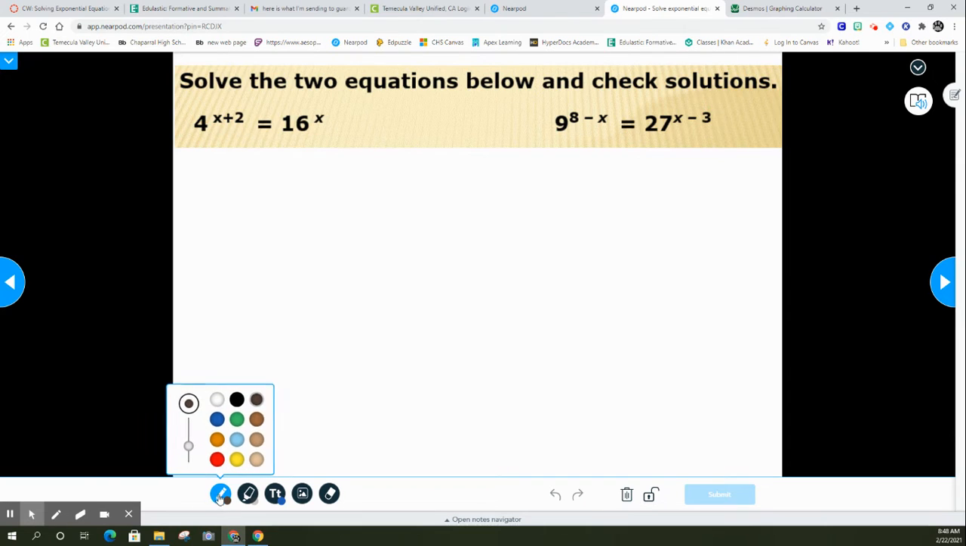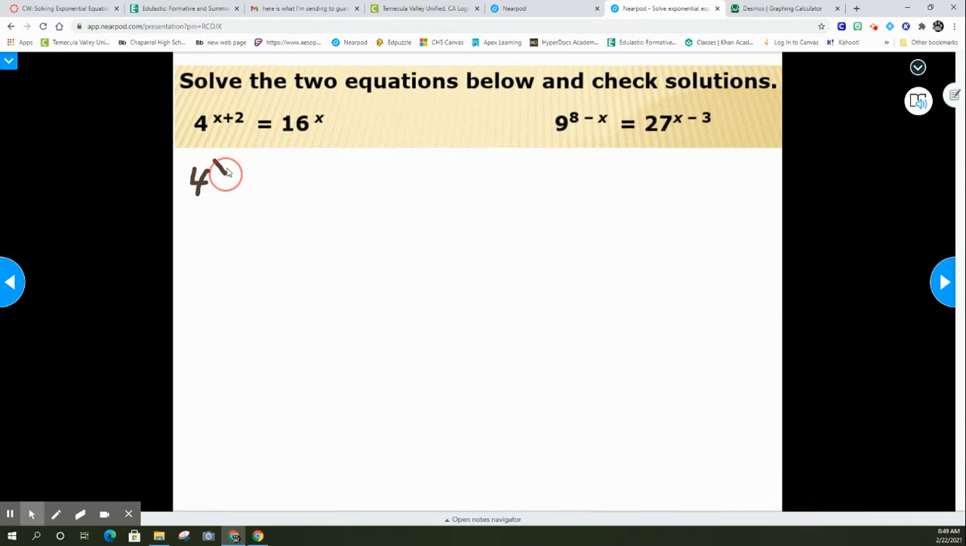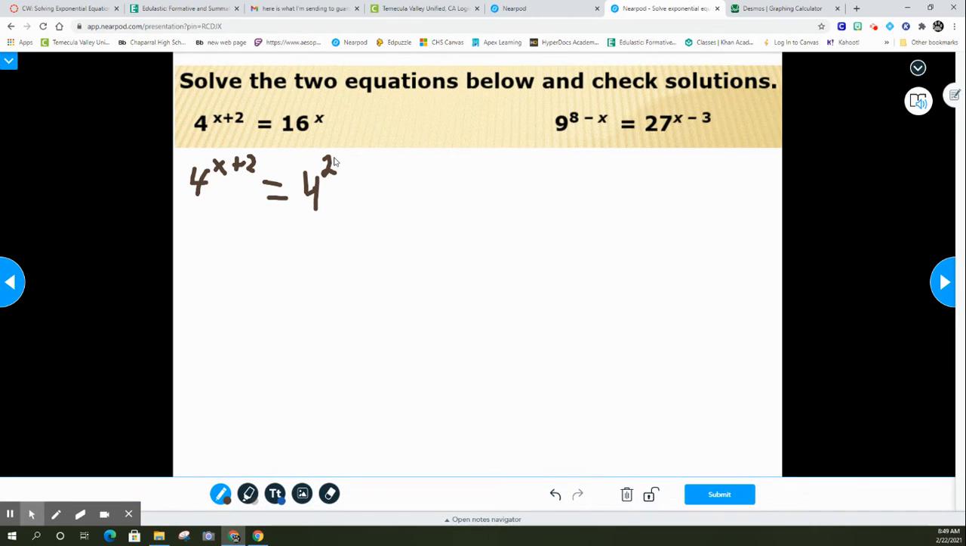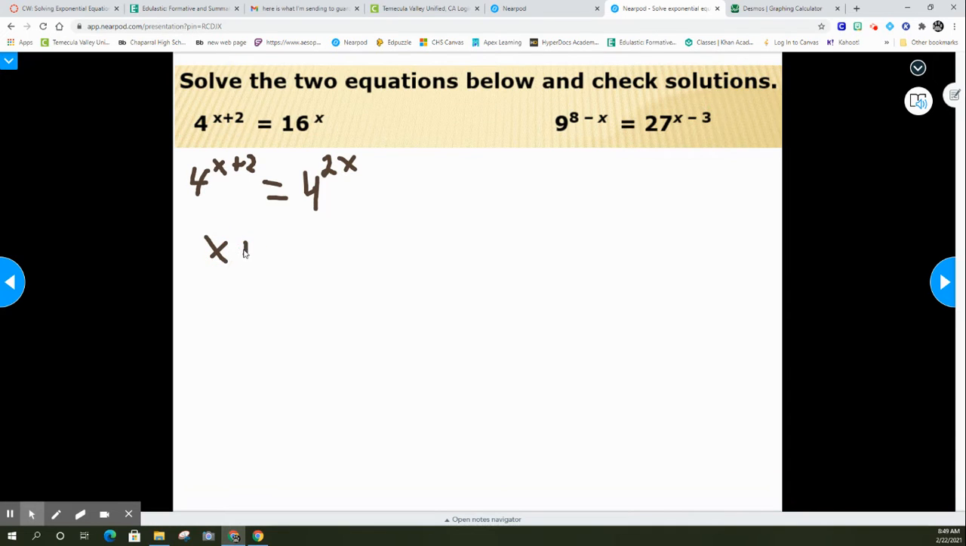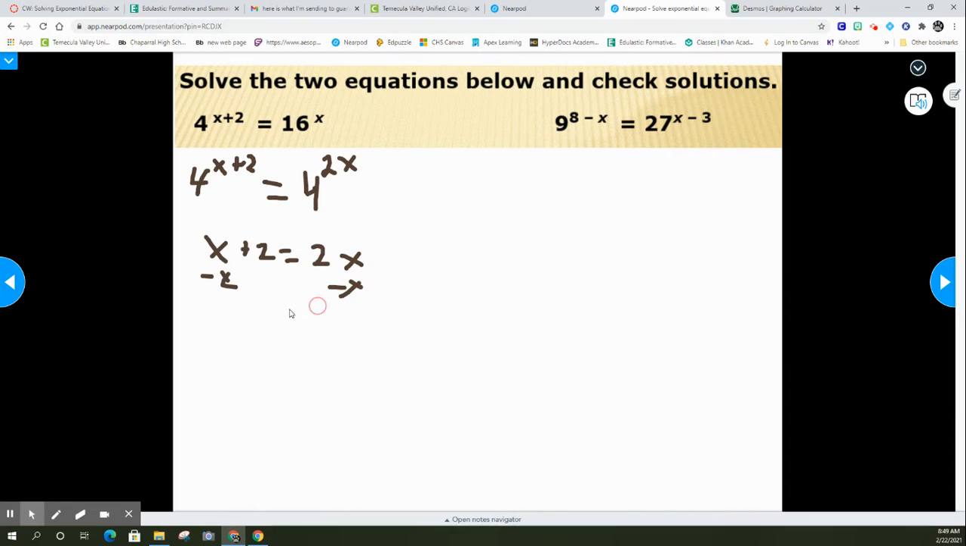First way, the easiest way, would be to make the bases the same. All right, and so if I can make the bases the same, which in this case I can make both bases 4. 16 is 4 squared, right? And so this is the same as that. These are the same, so all I really care about now is x plus 2 equals 2x. And now I just subtract x from both sides, and you get x equals 2.